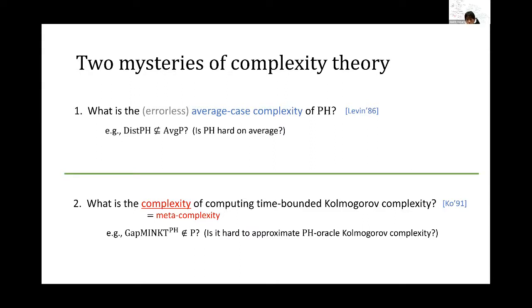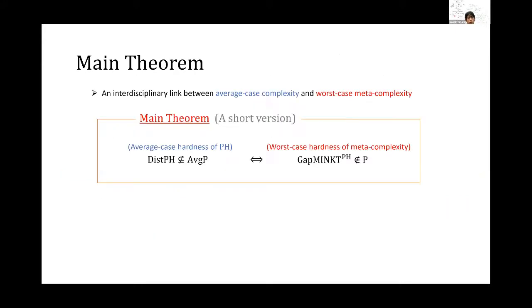These two questions originate from around the 1980s, but previously we didn't know the exact relationship among them. What we do in this work is to establish a link between these two questions. We actually establish the equivalence between these two statements. So what we show is a link between average case complexity and worst case meta-complexity. Our main theorem proves the following two statements are equivalent. One is a statement about average case hardness of pH, and the other is a statement about worst case hardness of meta-complexity.